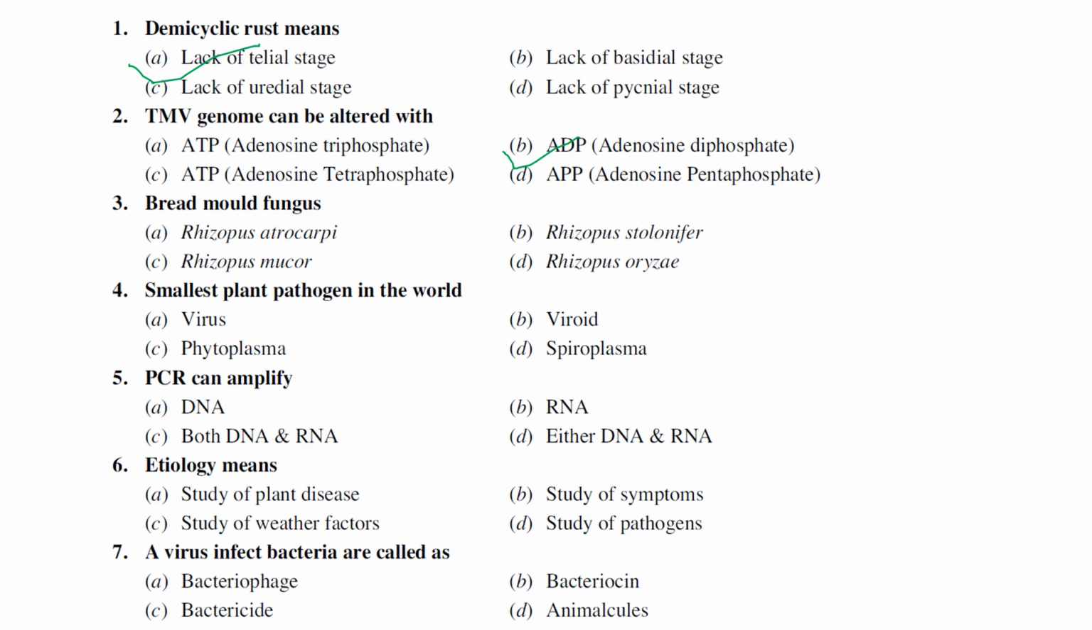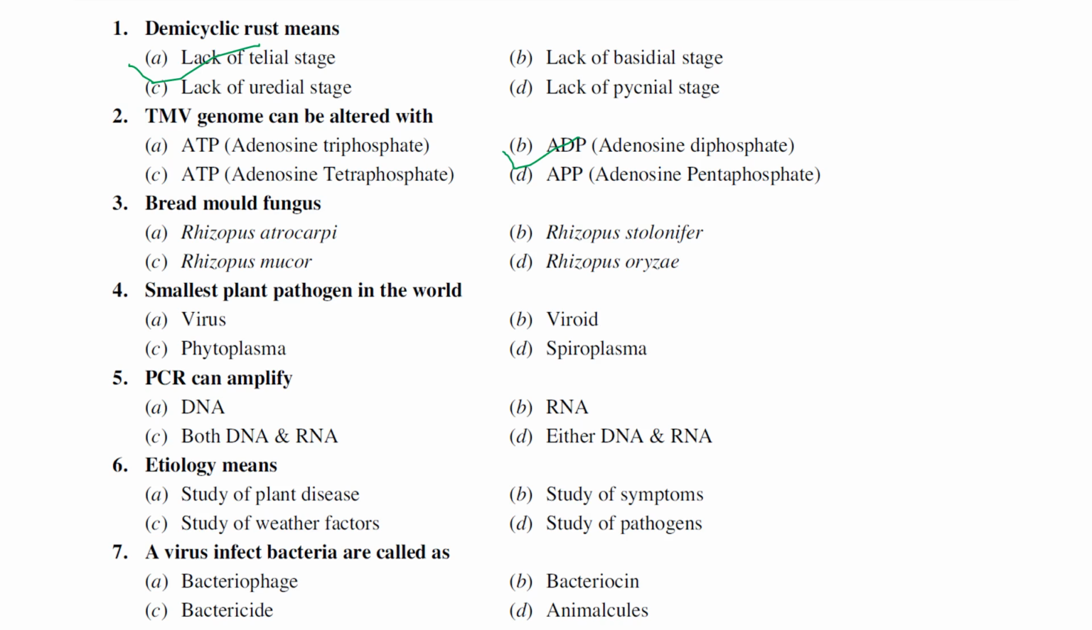What is ATP? Adenosine triphosphate contains 3 phosphate molecules, whereas adenosine diphosphate contains 2. ATP is generally the form where we get the energy. ADP means if one phosphate molecule is lost, it goes to the state of ADP. Again, when energy is generated, ADP becomes ATP. So here the TMV genome can be altered with ADP, adenosine diphosphate.